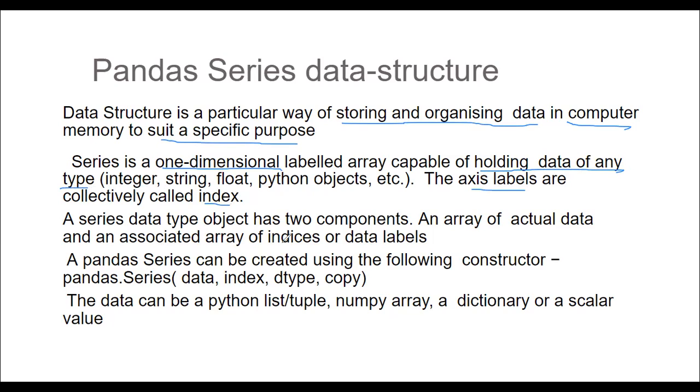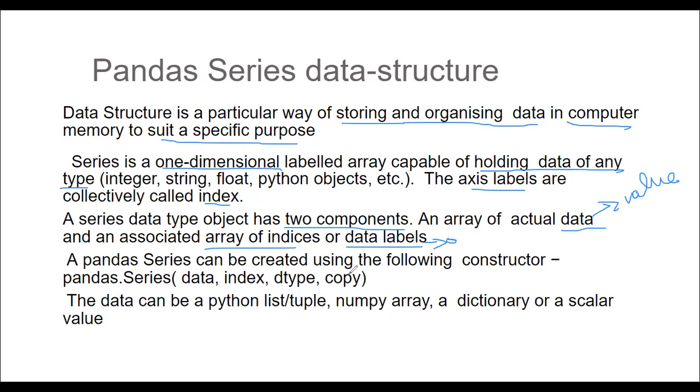A series data type object has two components: an array of actual data and an associated array of indices or data labels. So the first one is the original value we are giving, that is called data. And for that data, if we didn't give the index also, the default index will be taken as 0, 1, like that. They are called the data labels.